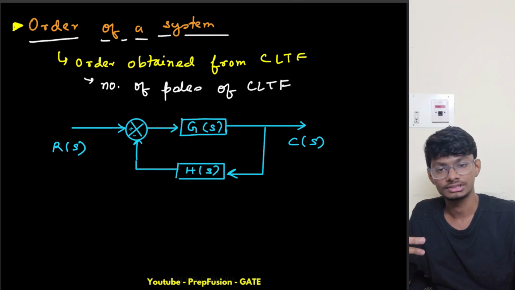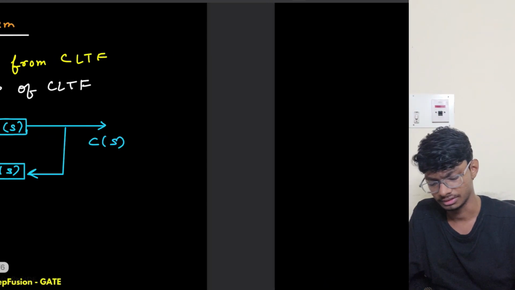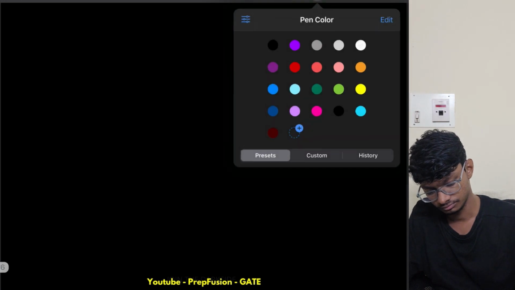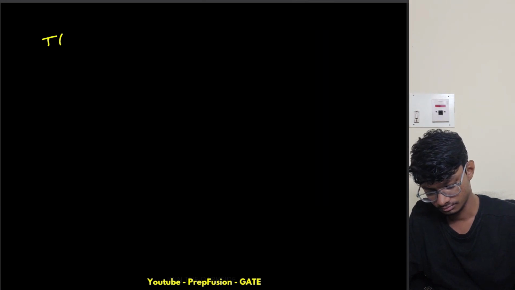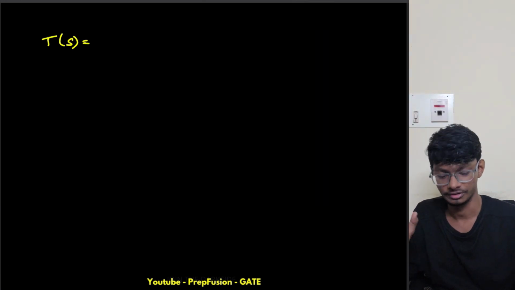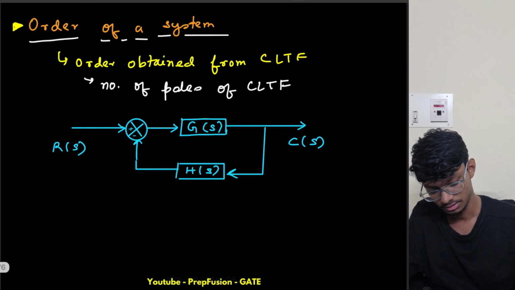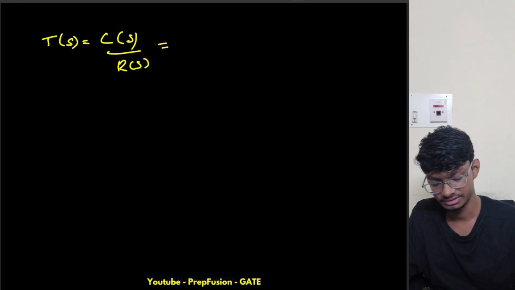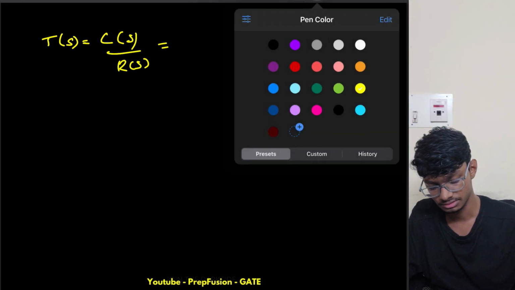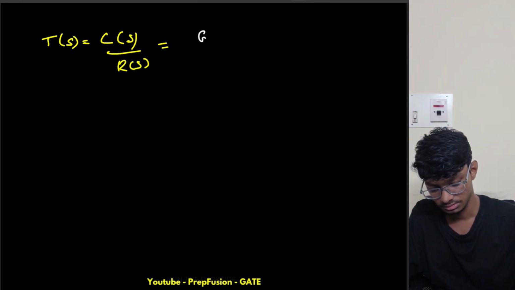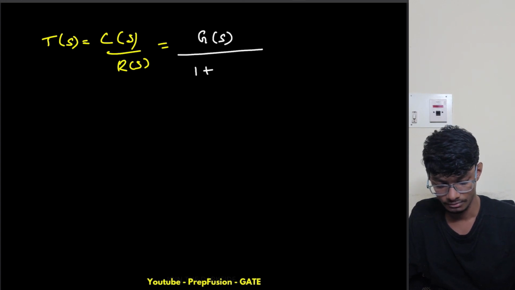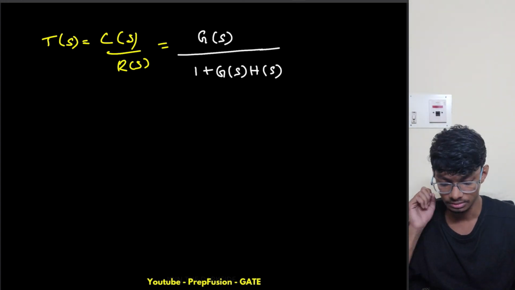So in this case, what is the transfer function? We have already derived it, right? Still I will derive it. The transfer function, like we already know, is basically C of S upon R of S. Okay, and what is the ratio? I will write this directly now. This is G of S upon 1 plus G of S into H of S. Okay, so this is my transfer function.